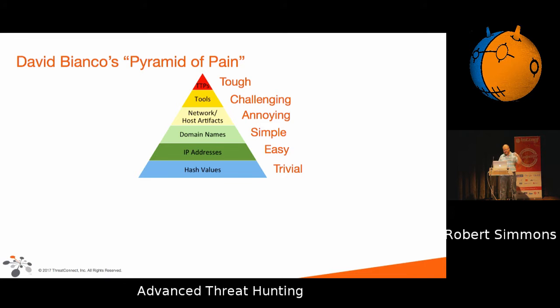So hash values are very easy for an adversary to change. You can just recompile your malware, recompile your implant, whatever you want to call it, and you get a new hash value which is then not detected. You can go for some of the more difficult or targeted hash values like an import hash, etc. But still, it's still a hash value. You can adjust your build and then evade things that work on hash values.